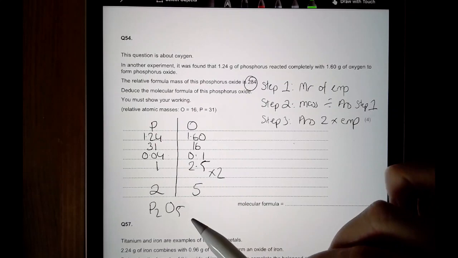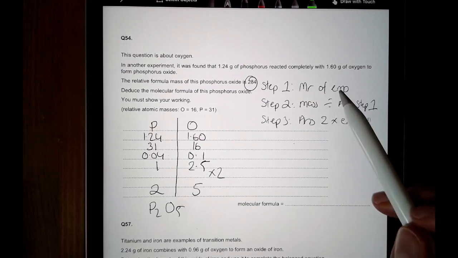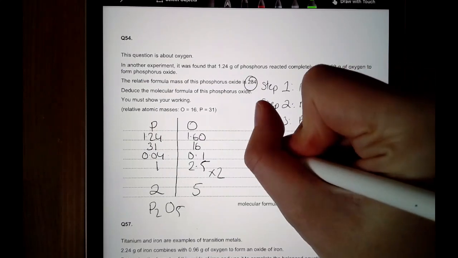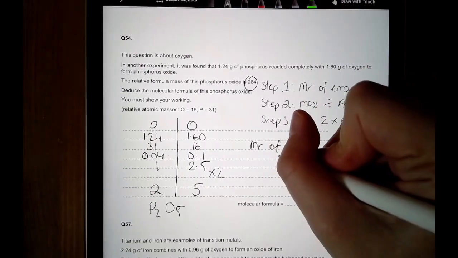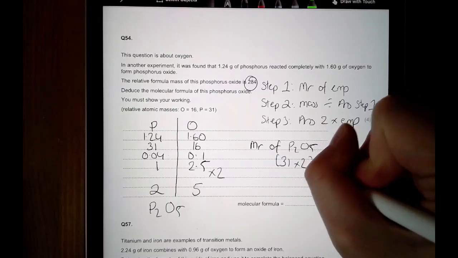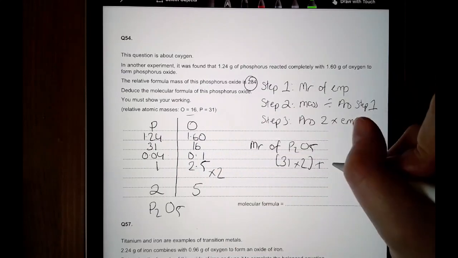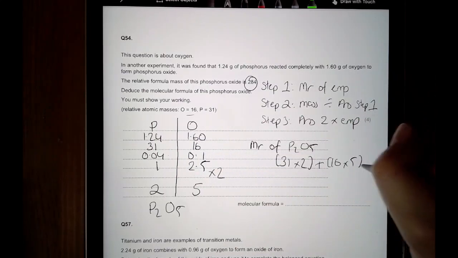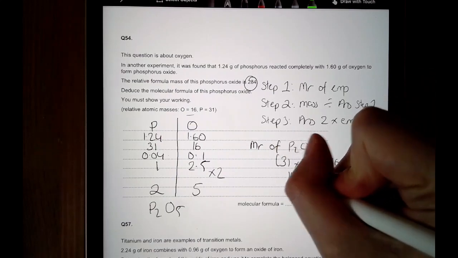Now that I've got my empirical formula, I can work out my molecular formula. Empirical is the simplest whole number ratio, but molecular is the actual number of atoms in the molecule. So step 1 is work out the formula mass of the empirical formula, that's P2O5. I know that phosphorus has a mass of 31. There are 2 phosphorus, so it's 31 times 2. Oxygen has a mass of 16. There are 5 oxygens, so it's 16 times 5. I work out that the formula mass is 142.